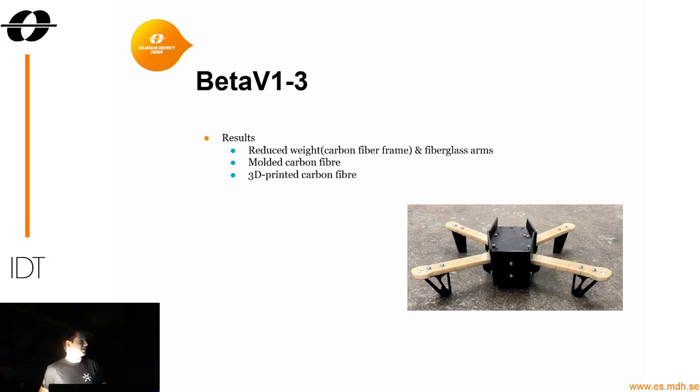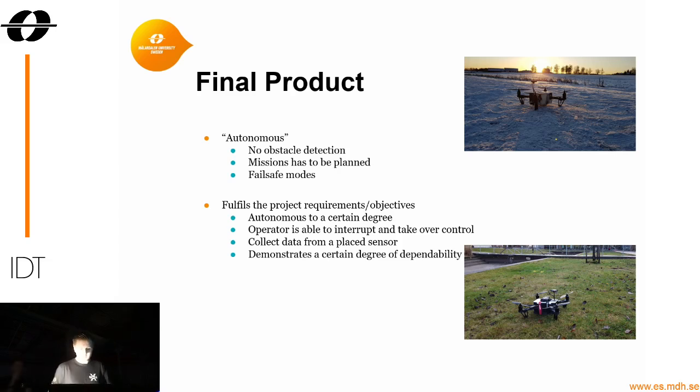For our last version, we call it Beta, which was just to evaluate the materials. And here you can see that we were going to use three versions. One was a molded carbon fiber frame with some fiberglass arms, which you can see in the picture. The second one was completely molded carbon fiber, and the third one was 3D printed carbon fiber. We did not have time to complete this though, because we lacked the time to evaluate this option. So for the final product, we are able to fly autonomously, in quotation marks.